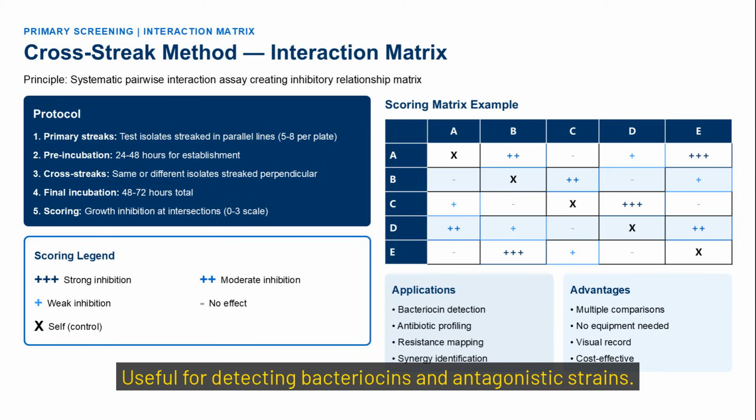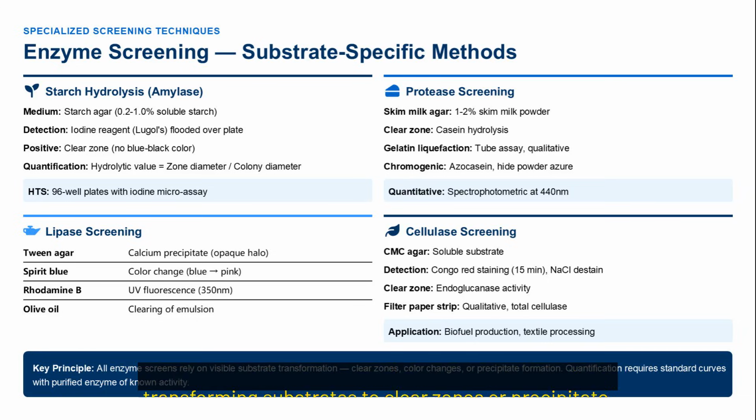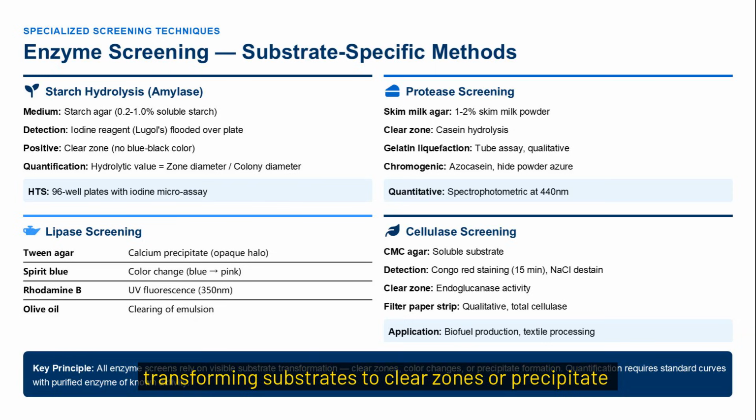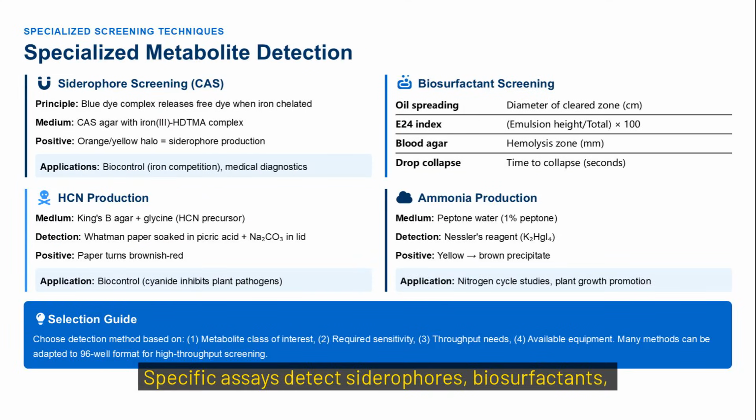Minimum inhibitory concentration: the lowest concentration preventing visible growth. This provides quantitative potency data, essential in secondary screening. Bioautography combines chromatography with biological testing. After TLC separation, we overlay bacteria. Clear zones indicate active compounds. This helps identify which compound is responsible.